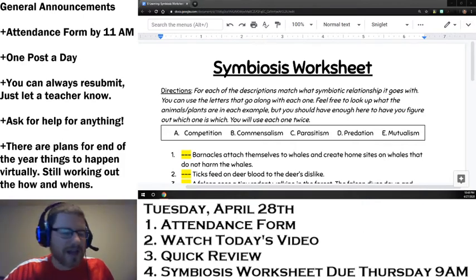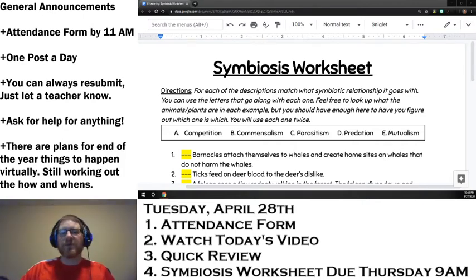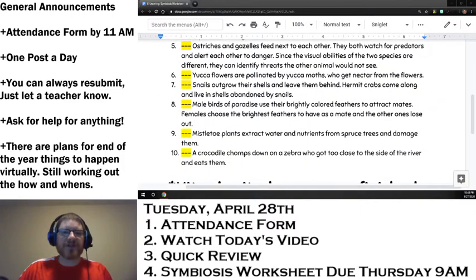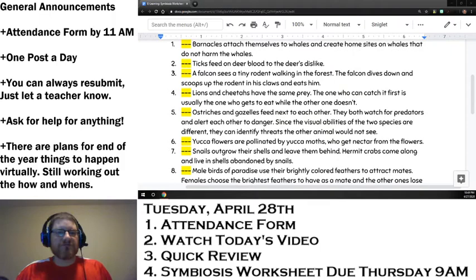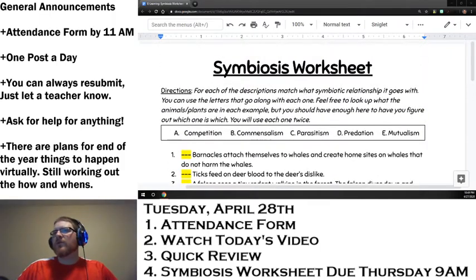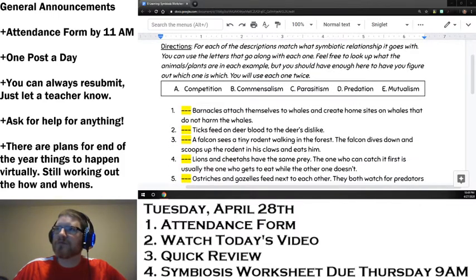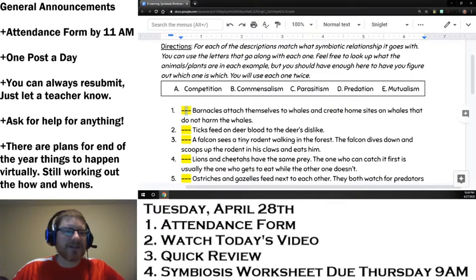And then you got E, the final option, which is mutualism. That's where both parties that are involved with it are going to benefit in some way, shape, or form. They're going to both benefit. So what you have is 10 descriptions of different examples. You're going to use either A, B, C, D, or E. I simplified it for you. You don't even have to write out the whole word. Just A, B, C, D, or E, and you can put that right in the highlighted spaces there.